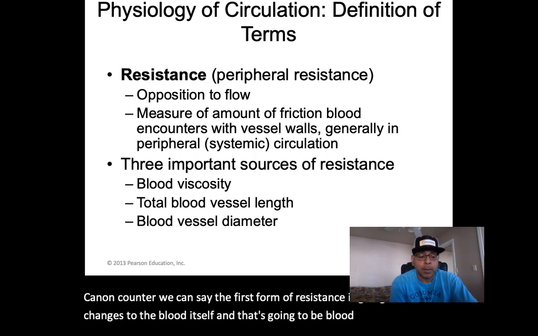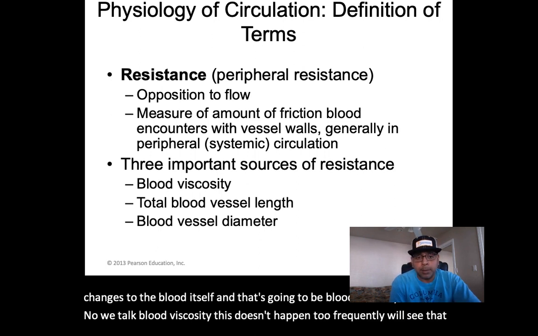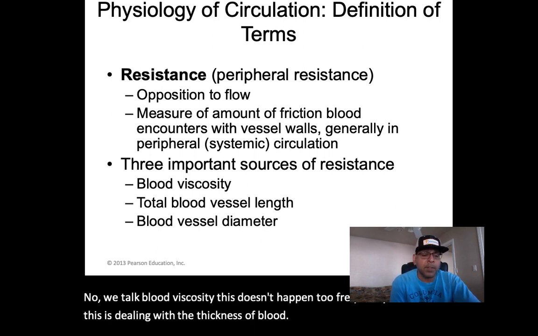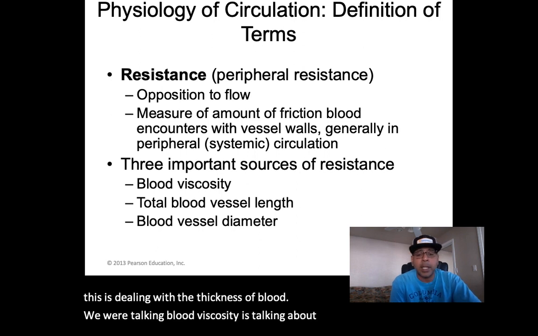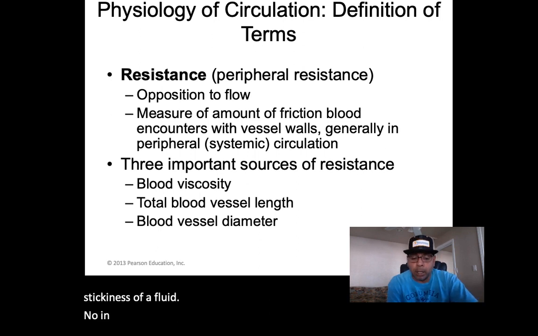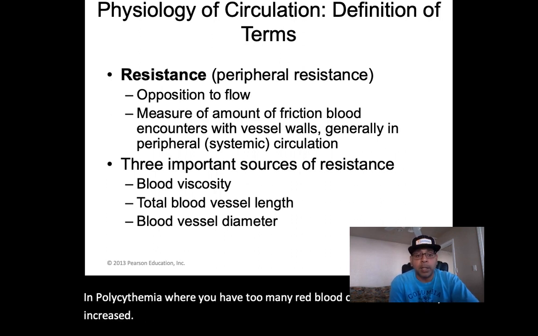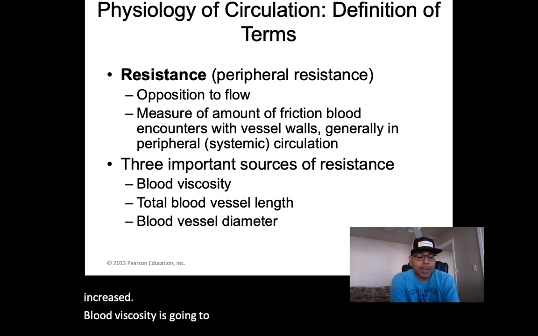viscosity. Now, when we talk blood viscosity, this doesn't happen too frequently. This is dealing with the thickness of blood. Blood viscosity is talking about the thickness or the stickiness of a fluid. Now, in polycythemia, where you have too many red blood cells, blood viscosity is going to be increased, as is resistance.